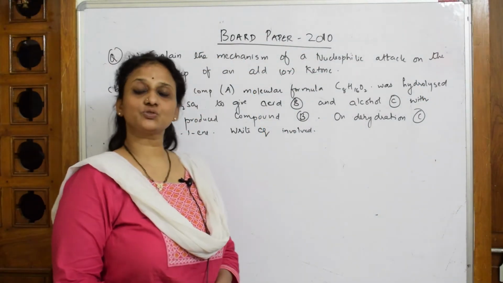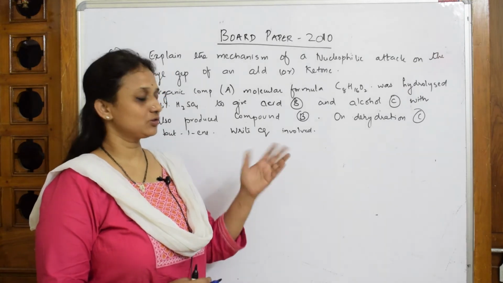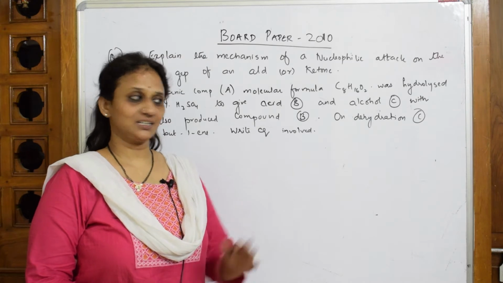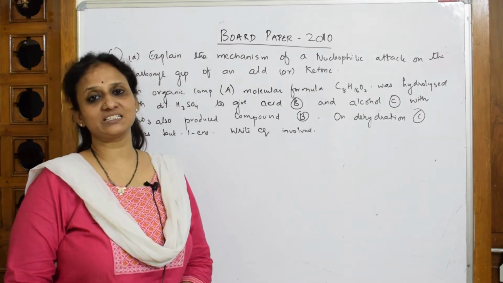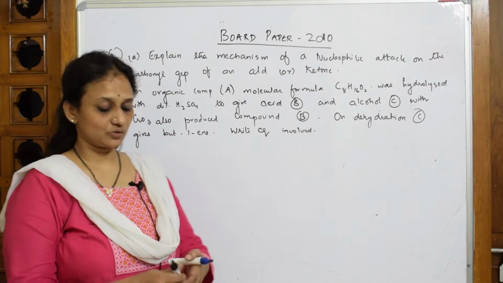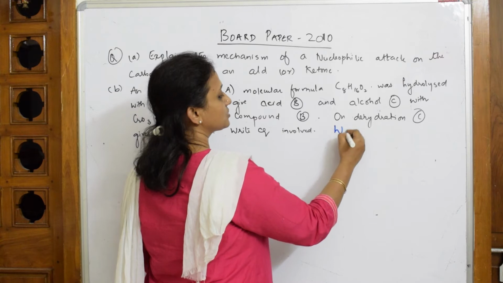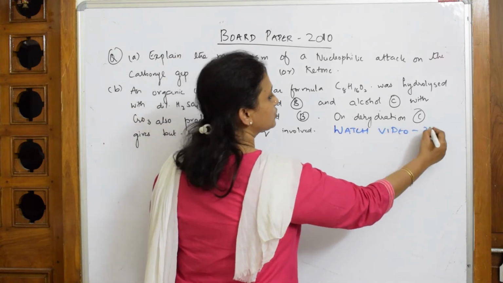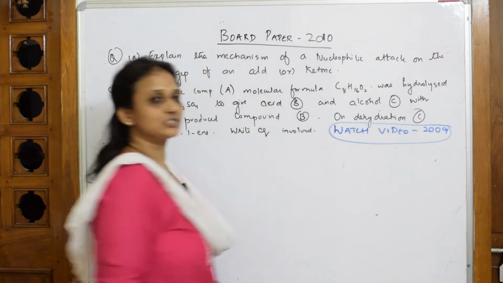So let us come back and do the 2010 paper. We've already done one identification question. Here also they've given the same question, right? In 2009 and 2010, I don't know why, they've picked up the same question and repeated it in both papers. So you can watch for this question in the 2009 paper. Please watch the video which is done in 2009. Both are the same questions. Right, so let us do the first one.